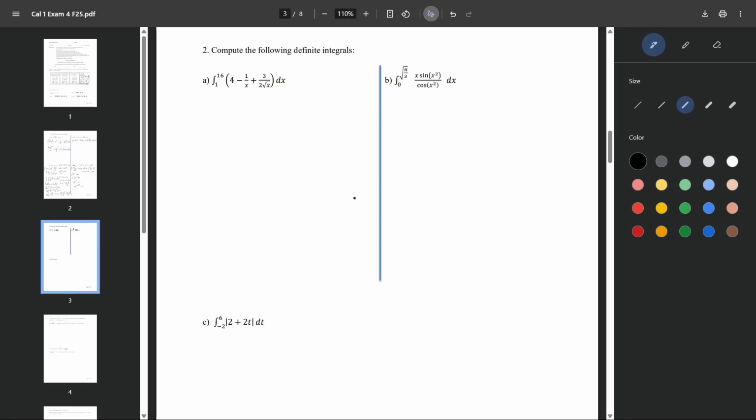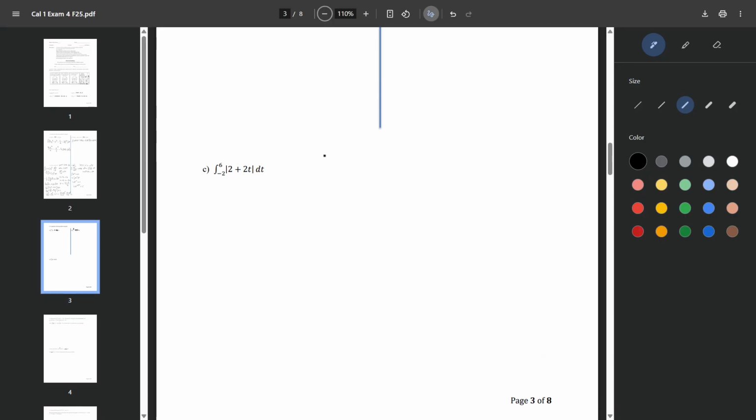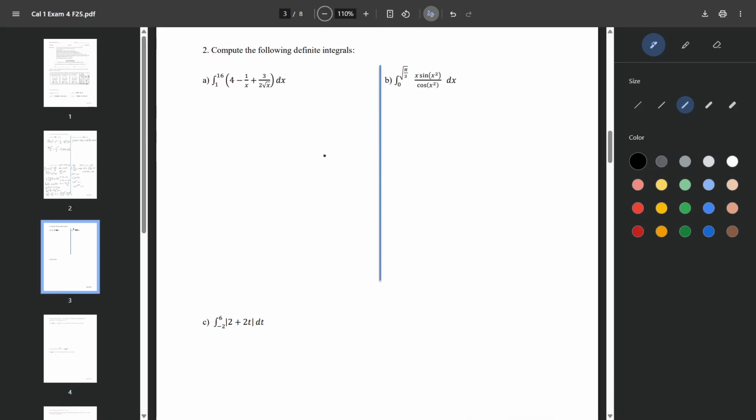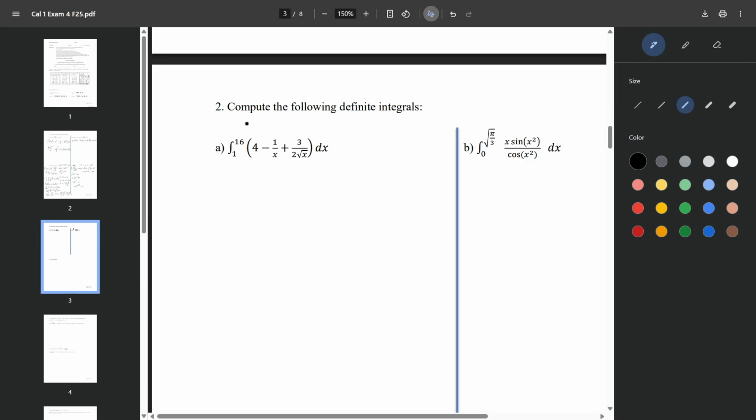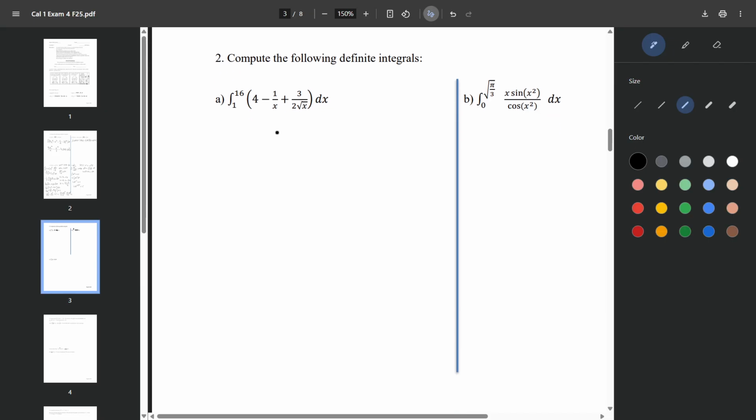Okay, this video is for exam 4, page 3, section 1, and we will be starting. So, compute the following definite integrals. Right here we have the integral with lower bound 1, upper bound 16 of 4 minus 1 over x plus 3 over 2 root x dx.